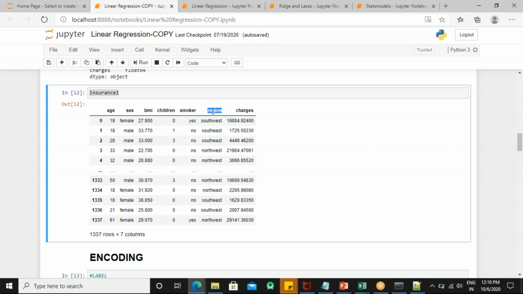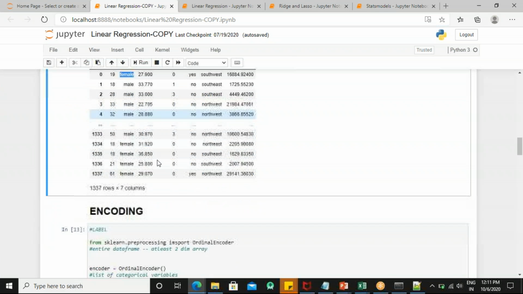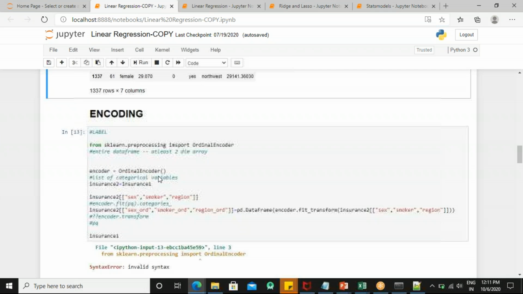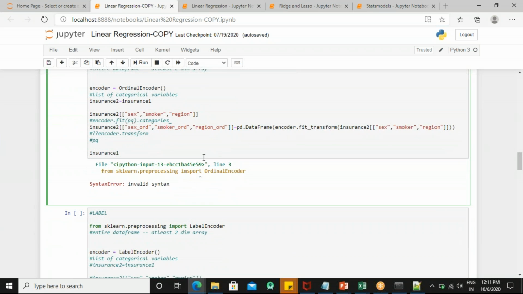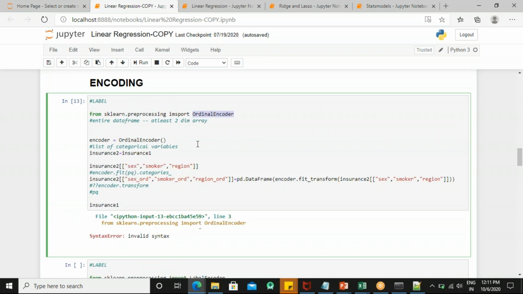The gender column and region column, I can definitely handle in multiple ways. Either I can drop them if they are not needed, but if they are needed, based on my knowledge, I should do one hot encoding or label encoding. So I went ahead here and did ordinal encoding, which is another kind of encoding.